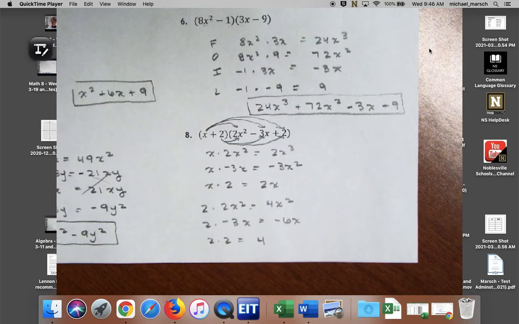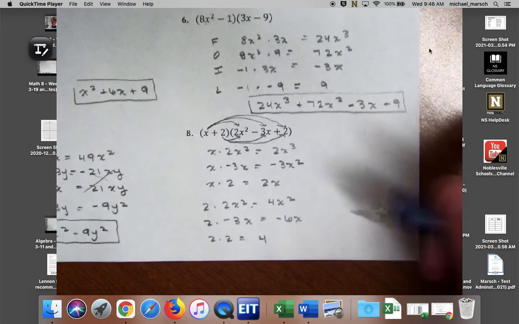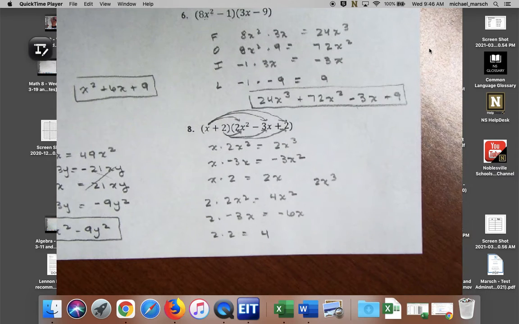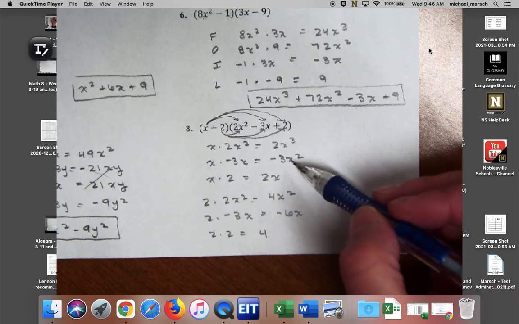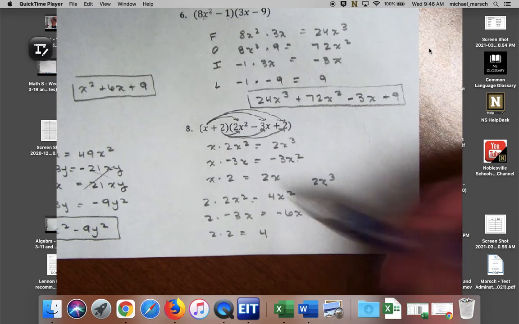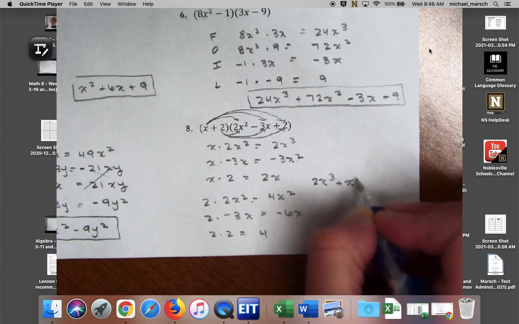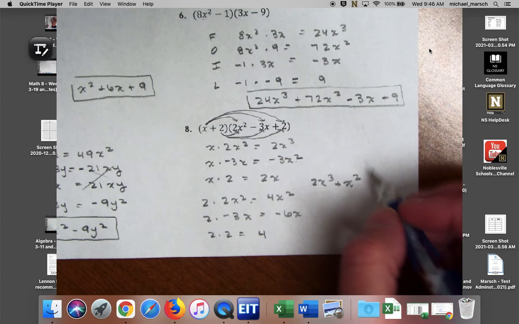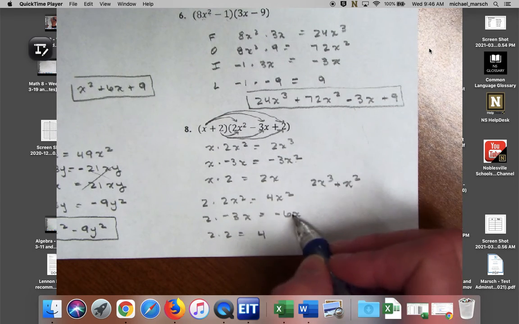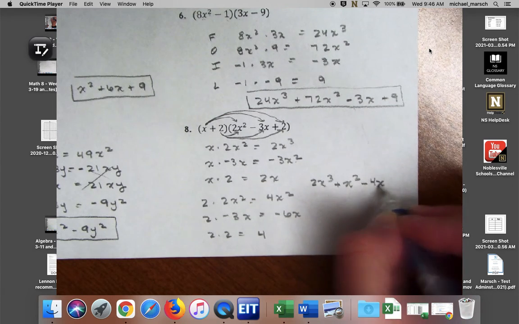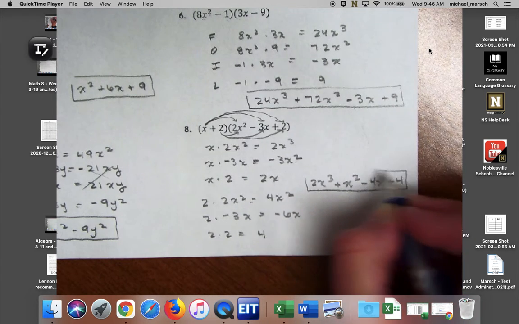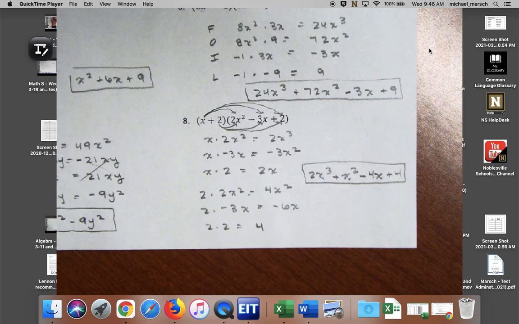So when I combine all of this awesomeness, I'm going to get 2x to the third, because I only have one of those terms. Negative 3x squared and positive 4x squared gives me a positive 1x squared. 2x minus 6x gives me negative 4x. And then I just have my lonely little 4 here hanging out. So lots happening there.